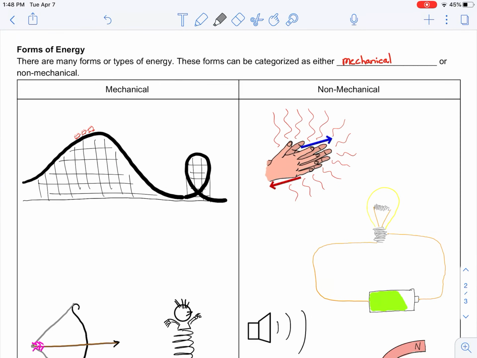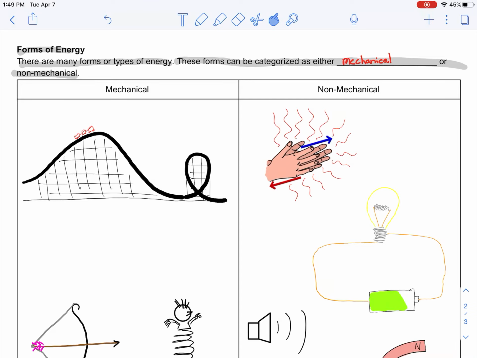All right, forms of energy. Let's just rocket through this really fast, because these are really just identifying or matching definitions and categorizing, and I think you guys can do this real simply. So let's think about forms of energy. There are many forms or types of energy. We've learned about gravitational and we learned about kinetic. These forms can be categorized as mechanical or non-mechanical.